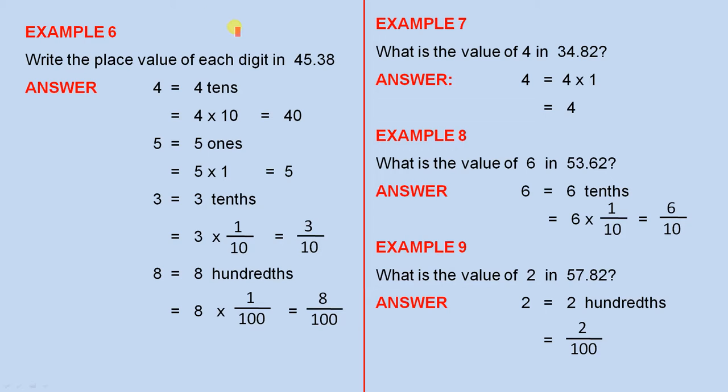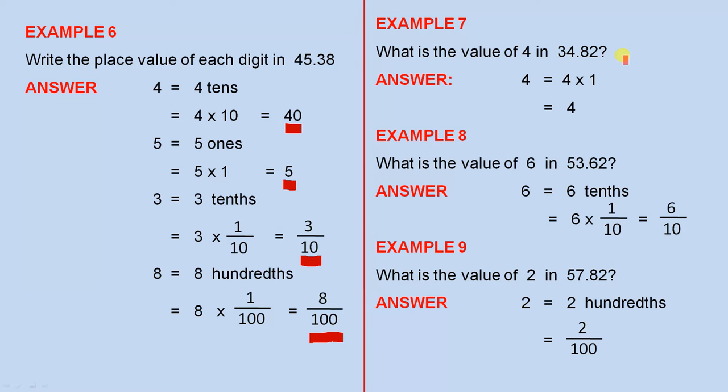Example 6, write the place value of each digit in 45.38. The 4 represents 4 tens. 4 tens are 40. So the 4 is actually worth 40. The 5 is in the ones column, 5 ones, so 5 ones are 5. So the 5 is actually 5. The 3 is in the tenths column, so 3 times 1 tenth is 3 tenths. So the 3 has a value of 3 tenths. And the 8 is in the hundredths column, which is 8 times 1 over 100, which is 8/100th.